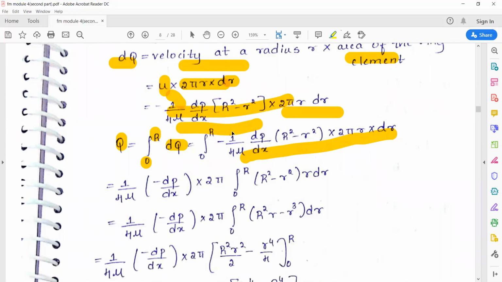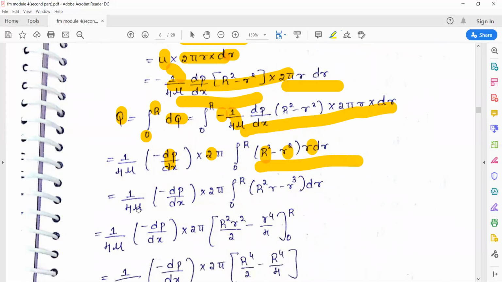In the next step, 1 by 4 mu is there, and the negative sign is multiplied with dp by dx, so it has become minus dp by dx into 2 pi. They have taken that outside, and the radius term they have kept inside the integration, because only the radius varies. The remaining is capital R square minus small r square into r dr.